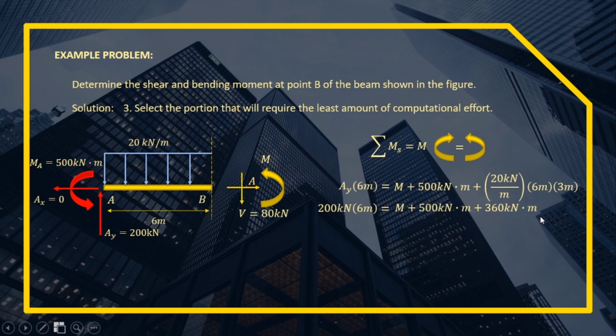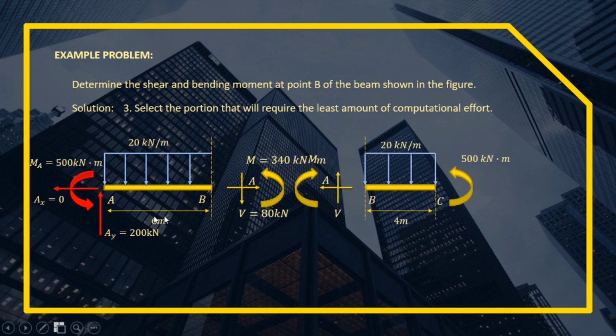You can pause the video and compute using your calculators. So let me simplify again. 200 times 6 is 1,200 equal to M plus 500 plus 360, which is 860. So let's move it to the other side. So 1,200 minus 860. We have a value of M of 340 kN-m about point B. Since it is positive, our assumed direction for the moment is correct, it is counterclockwise.